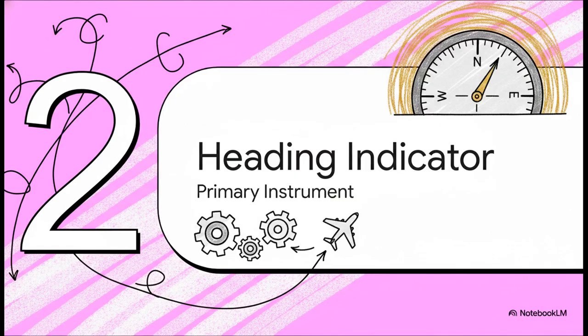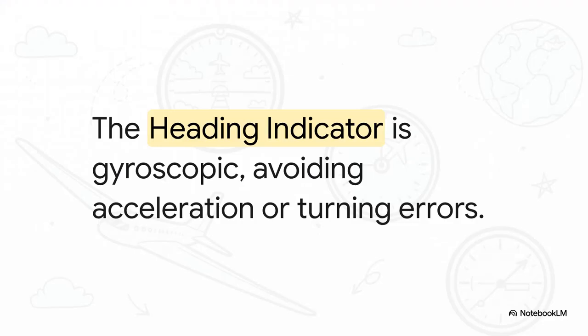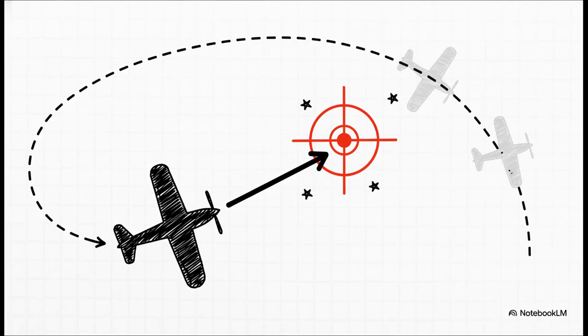All right, section 2, using the heading indicator, your primary instrument. Let's see how this builds into the gold standard for your daily turns. The reason we absolutely love the heading indicator is that it is gyroscopic, meaning it does not suffer from acceleration or turning errors. It completely ignores all those physical forces that totally mess with your other instruments. It gives you a highly accurate reading as long as you make sure to align it with the magnetic compass during steady flight.